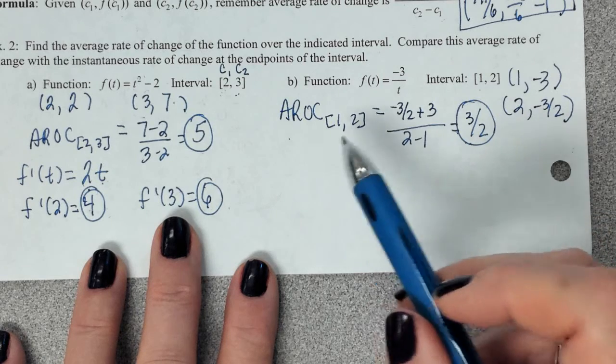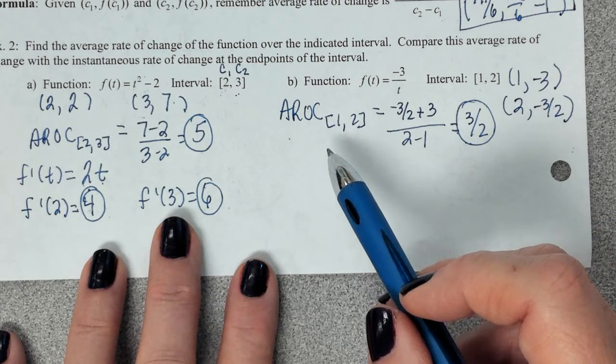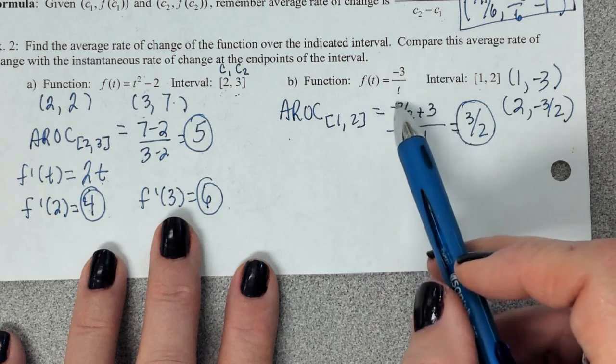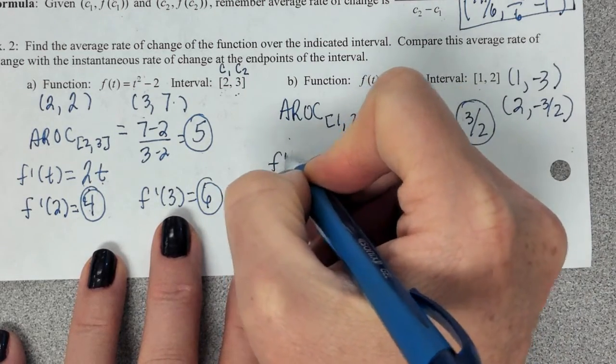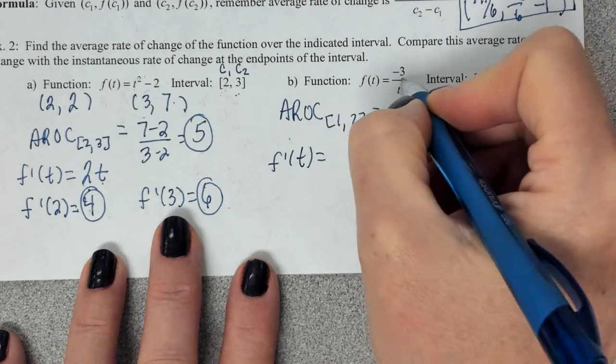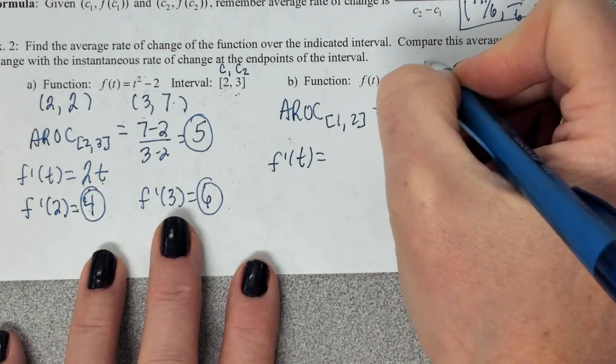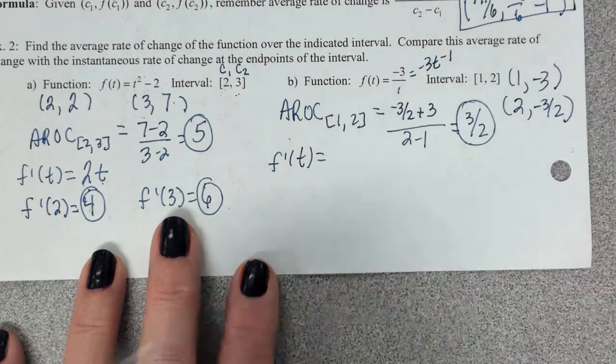Now we have to find our instantaneous rate of change. Nick, what do we do to find that? Take the derivative. So we've got f of t. We have to find f prime of t. So I have to rewrite this. I have to think of it as -3t to the -1.